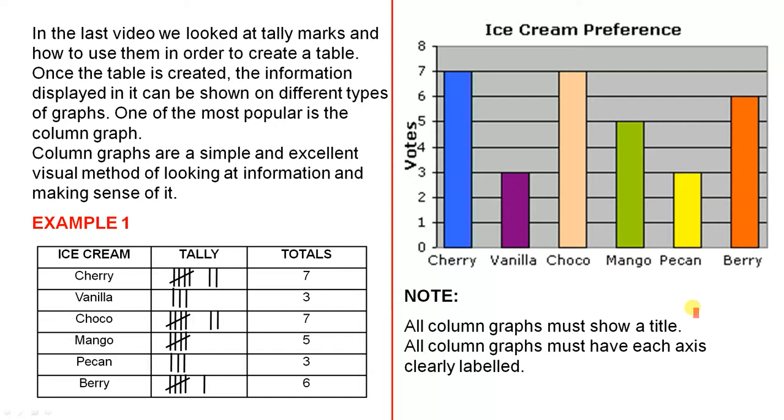Now it's important to note all column graphs must show a title, so ice cream preference, and all column graphs must have each axis clearly labelled. So here we've got the different types of ice cream, and these numbers here represent the votes. So if you have all those things, that's a good column graph.